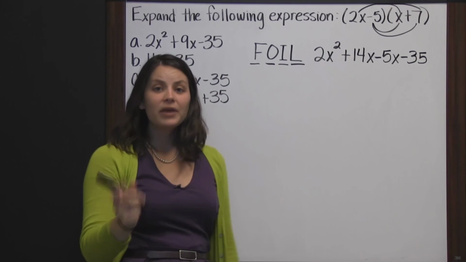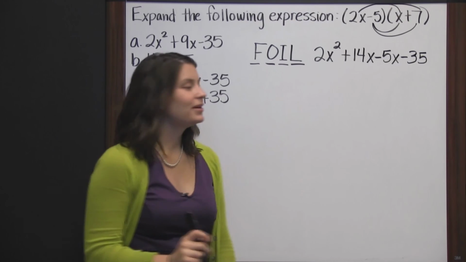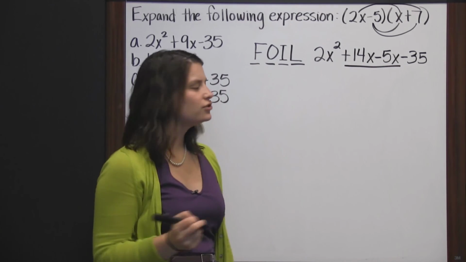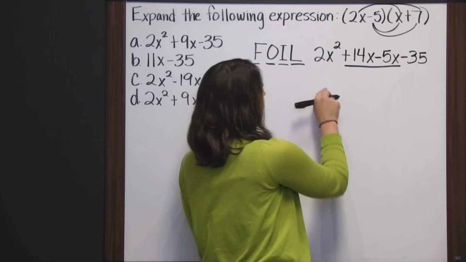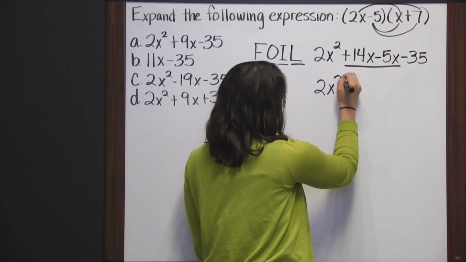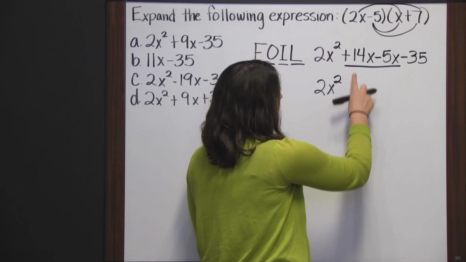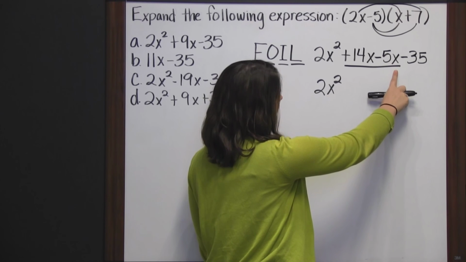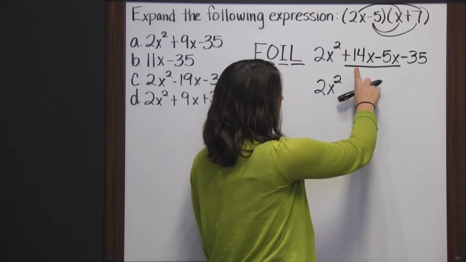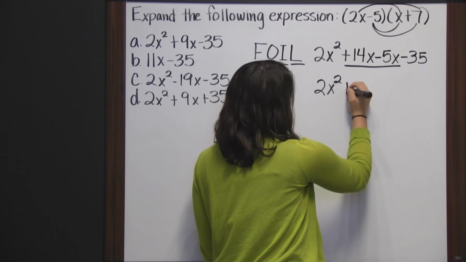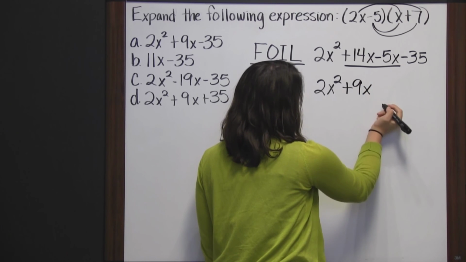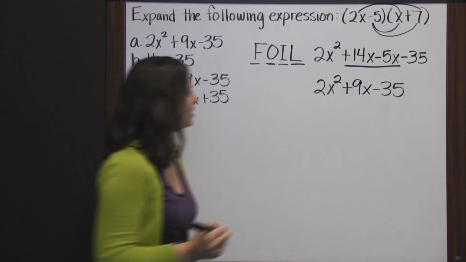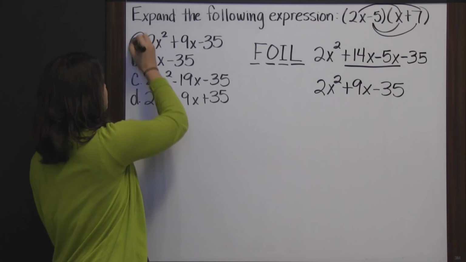But we aren't finished yet because we have like terms that we can combine, and should. So we're going to bring down the 2x squared, and then combine positive 14x and negative 5x. 14x minus 5x is 9x, so plus 9x minus 35. And that gives you answer choice A.